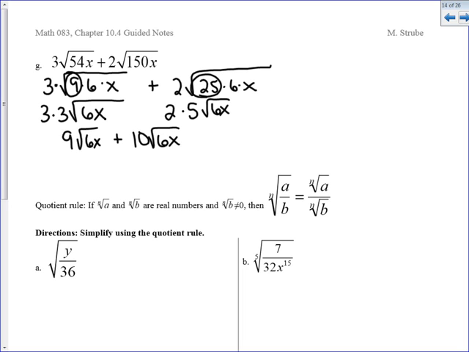Can I add these two together? Yes. Now they are like, because they both have a square root of 6x. So if I have 9 square root of 6x plus 10 square root of 6x, how many square roots of 6x do I have? 19.